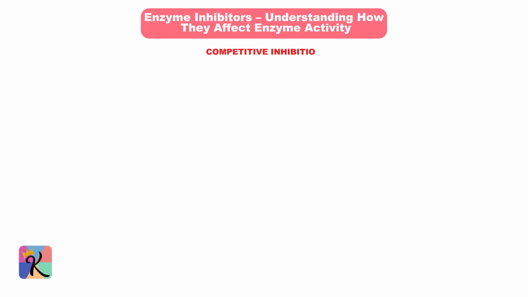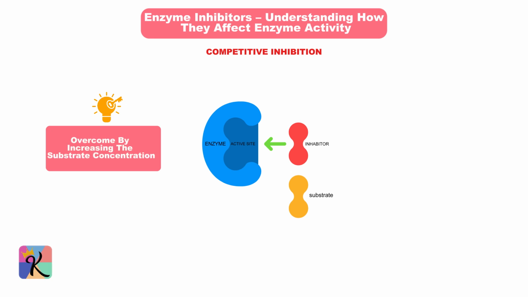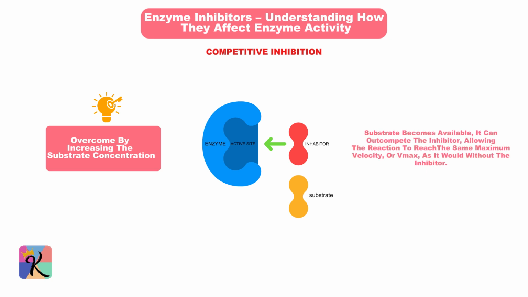First up, competitive inhibition. Here, inhibitors compete directly with the substrate for the enzyme's active site. These inhibitors often resemble the enzyme's natural substrate, fitting perfectly into the active site. The key point about competitive inhibition is that it can be overcome by increasing the substrate concentration. As more substrate becomes available, it can outcompete the inhibitor, allowing the reaction to reach the same maximum velocity, or Vmax, as it would without the inhibitor.